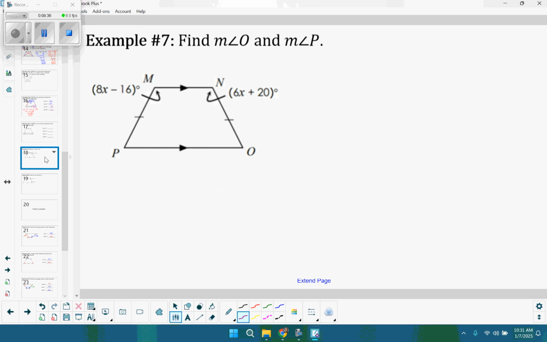For our final example, we know that the trapezoid is isosceles. They've marked it as so. So these 2 angles share a base. They're congruent. So we're going to set them equal.